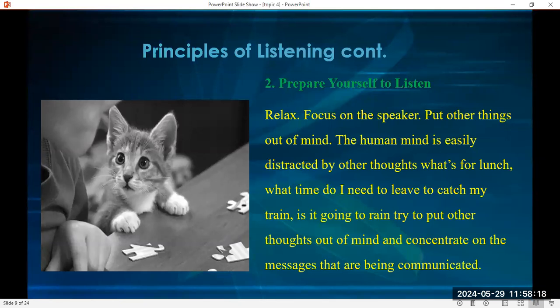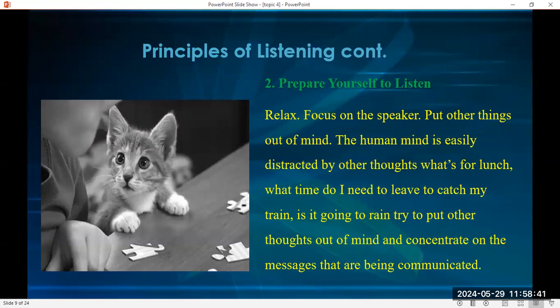If you cannot pay attention to what they do, to what they are telling you, and they don't like you at all, they know that you don't care about their feelings and what they are going through. So paying attention is very important. The human mind is easily distracted by other thoughts.